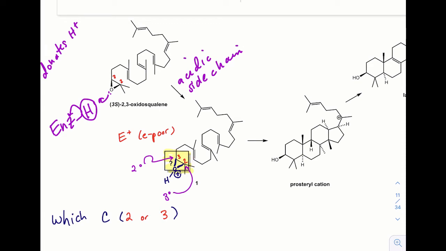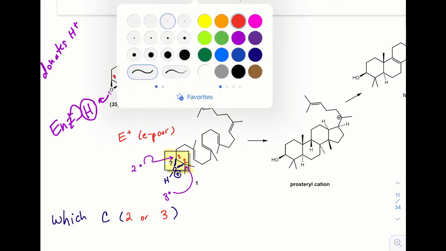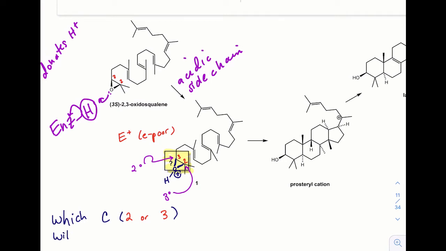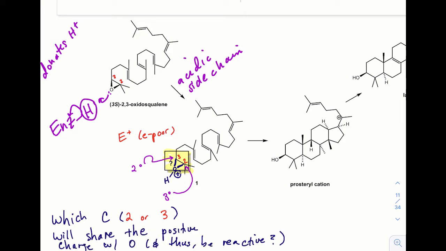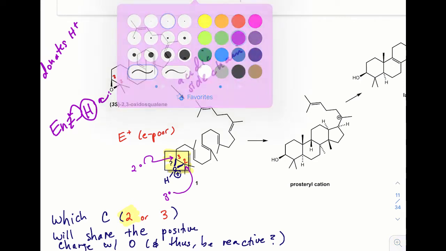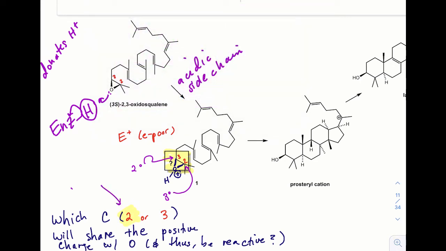But which of those carbons, carbon 2 or carbon 3, will share the positive charge with the oxygen of that protonated epoxide and thus be reactive? Yes, if you answered carbon 2, you are correct. Carbon 2 is more substituted than carbon 3, and thus it will share the positive charge with the oxygen.